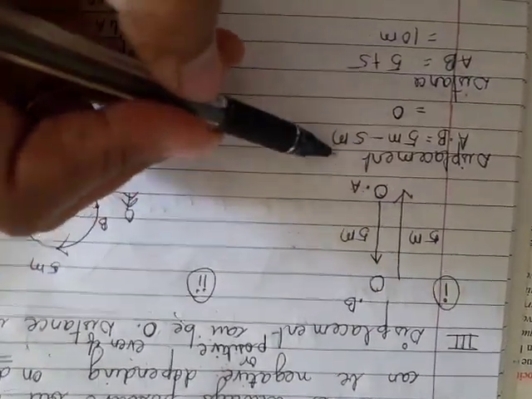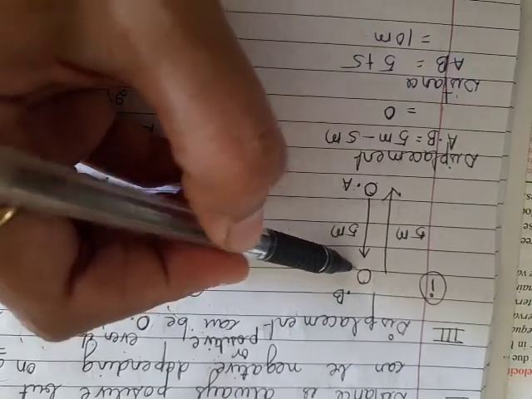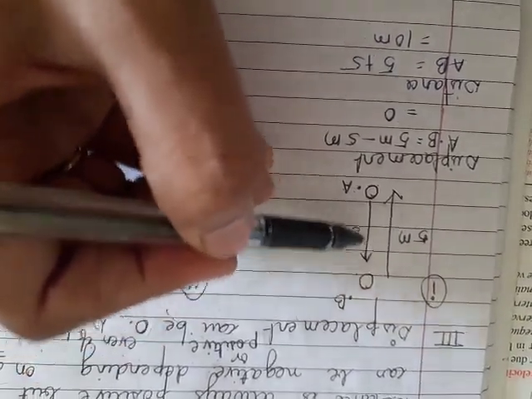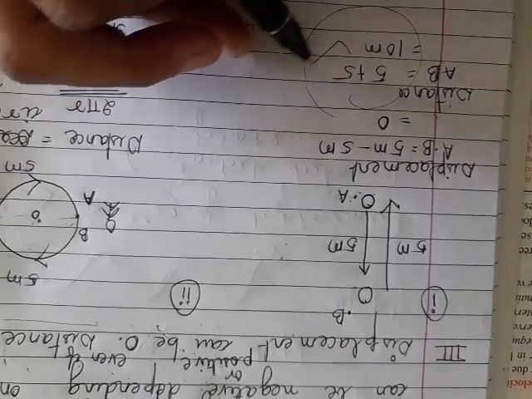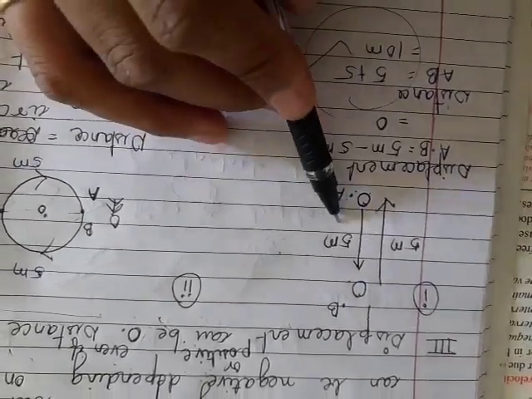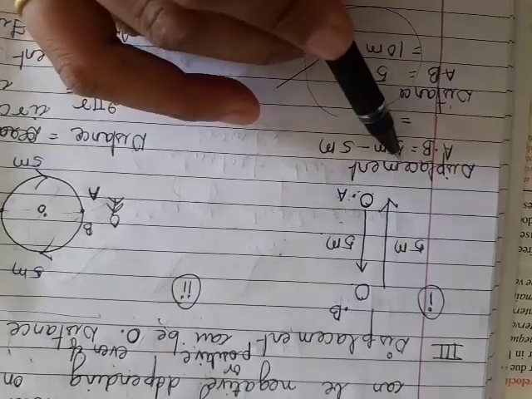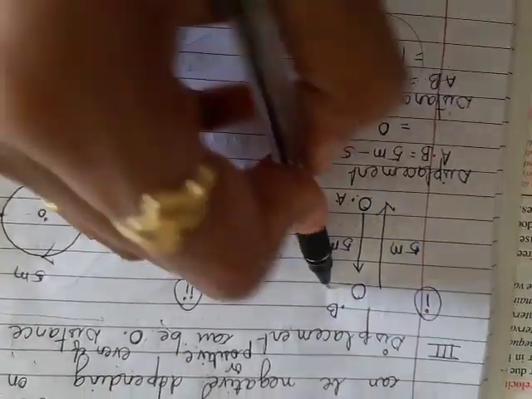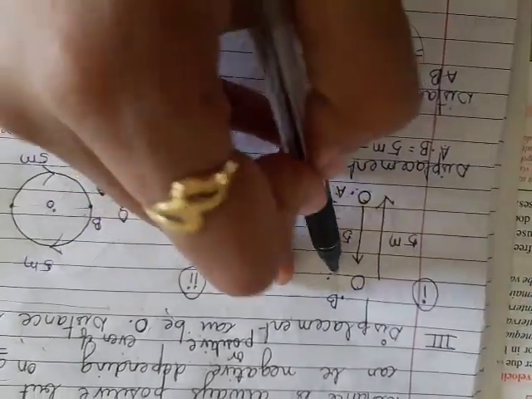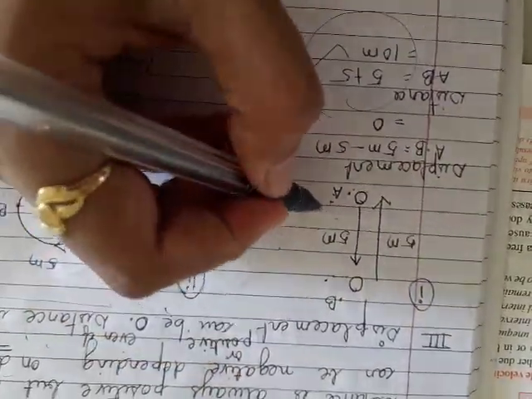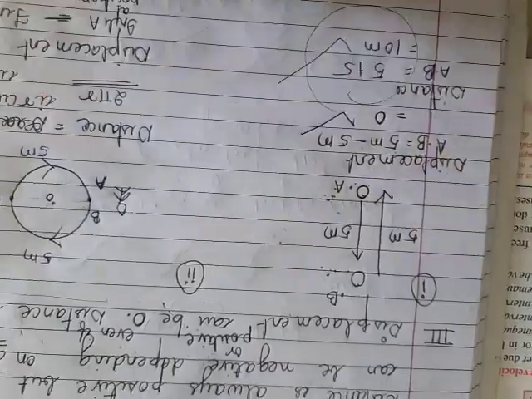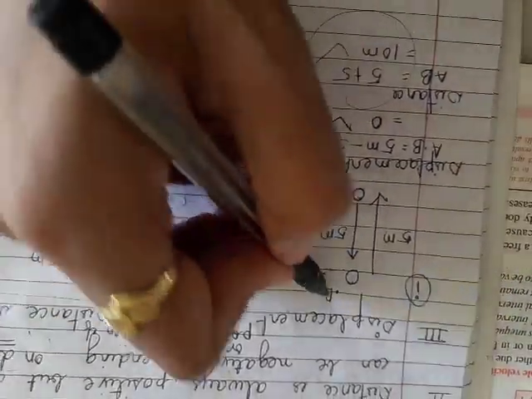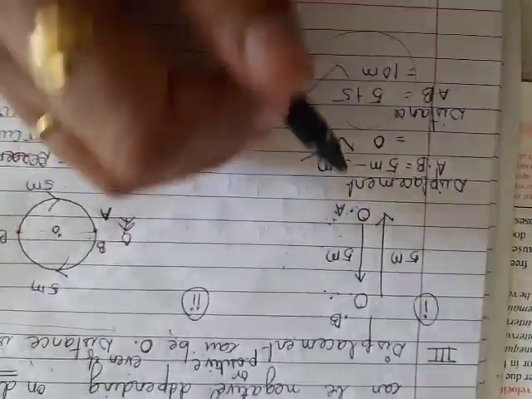If I say the ball covered 5 meters distance when it went up and 5 meters when it came down, the distance is 5 plus 5, which gives me 10. But what about the displacement? Displacement: 5 meters going up, 5 meters coming back, so 5 meters minus 5 meters gives me 0. Initial position 5, final position 5, 5 minus 5 gives 0.